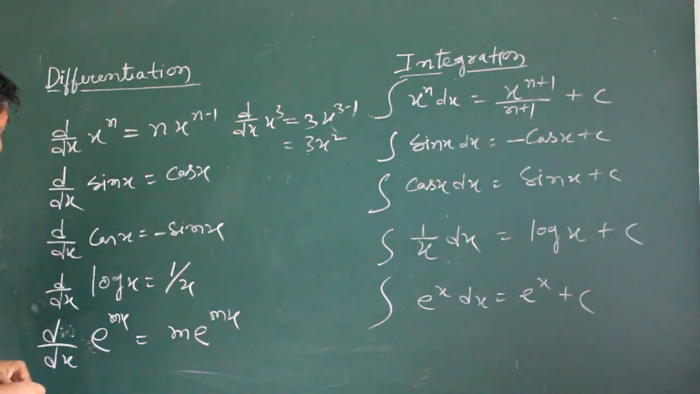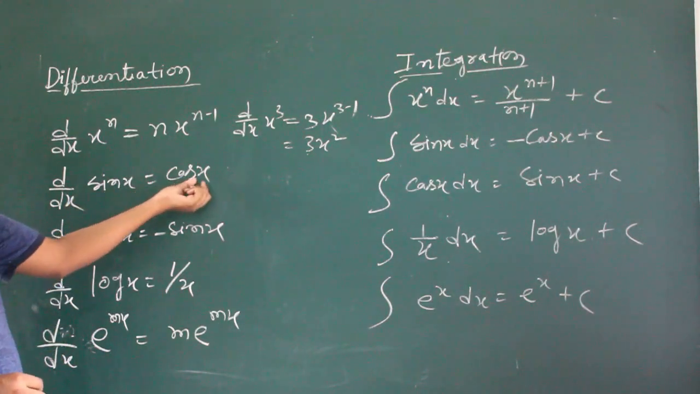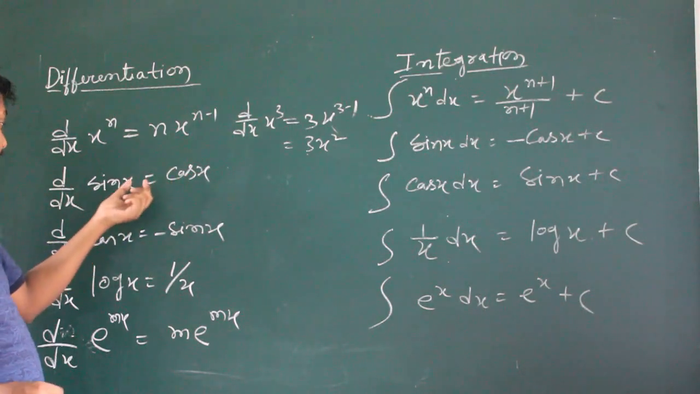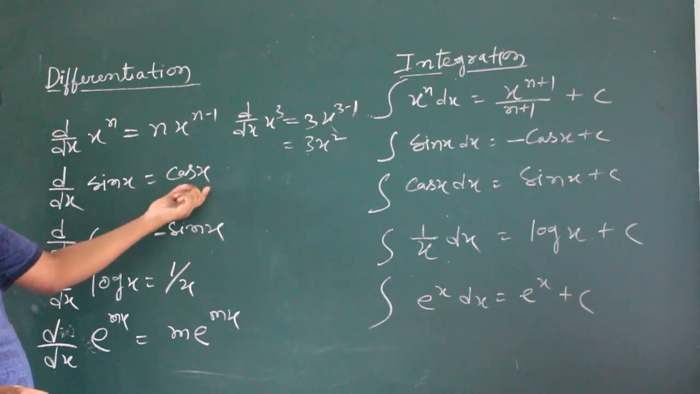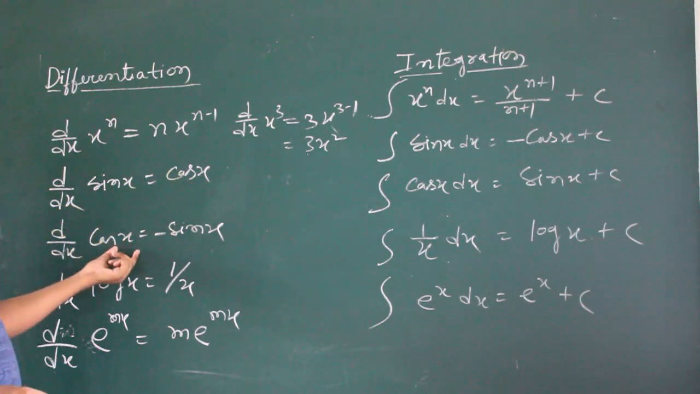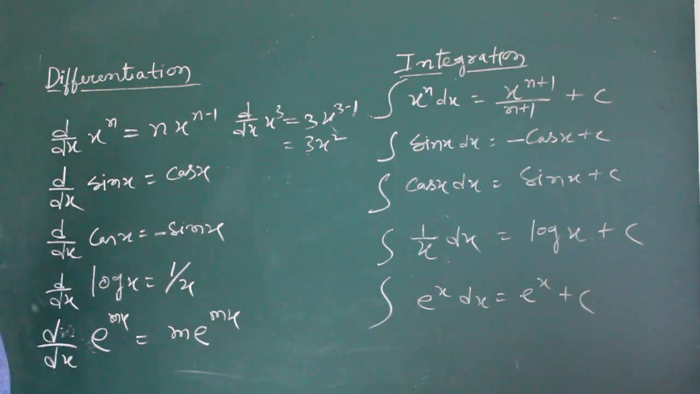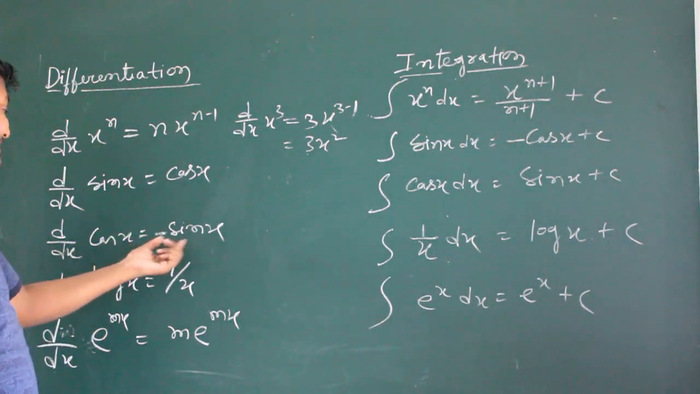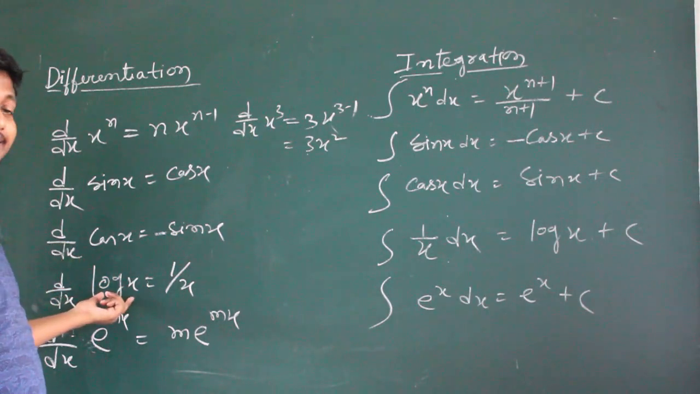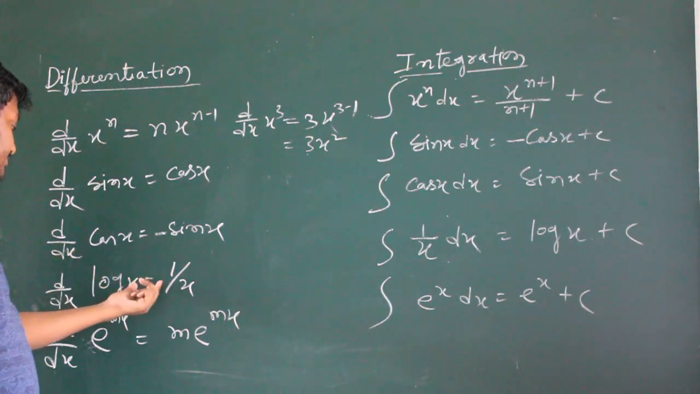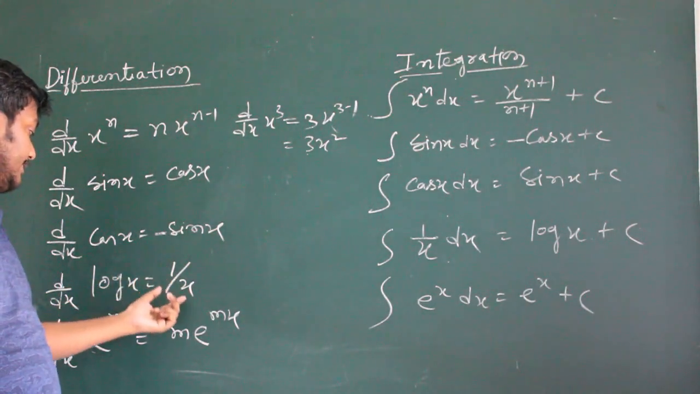Now the second formula is d/dx of sin x equals cos x. That means the rate of change of sin x with respect to x is cos x. Next, d/dx of cos x equals minus sin x. Again, next one, d/dx of log x gives us 1 by x.